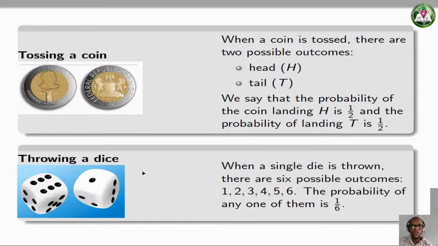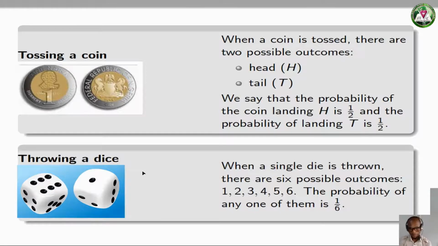Now, why is it 1/2? Because the favorable outcome is only one: either the head appears or the tail appears, so there's only one possibility of a head appearing, and the total possible outcomes we have is 2, because the coin has two sides. So the probability of the coin landing on its head is 1/2, and the probability of landing on its tail is also 1/2.